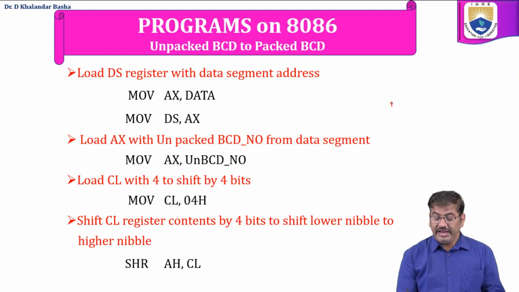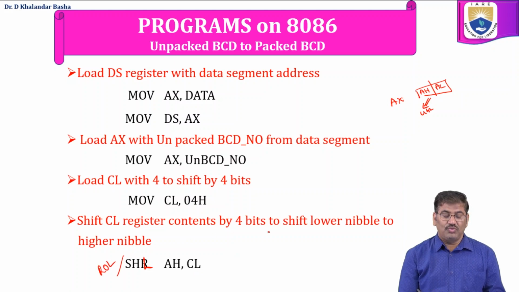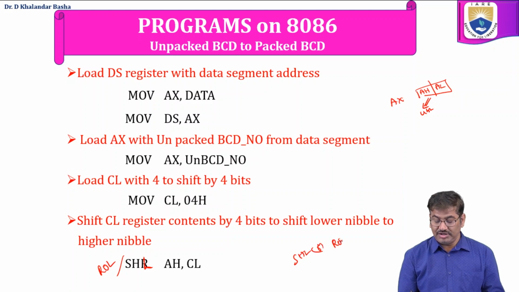This unpacked BCD number is declared in the data segment and will be loaded into AX. Now, out of this AX register content, AL will be kept as it is, whereas the AH contents we are going to shift towards the left by 4 bits. For that, we load 04H into the CL register. Then we shift these contents left by 4 bits, that is SHL AH, CL. Either we can rotate towards the left by 4 bits, or we can shift towards the left, so you can use either the SHL instruction or the ROL instruction.